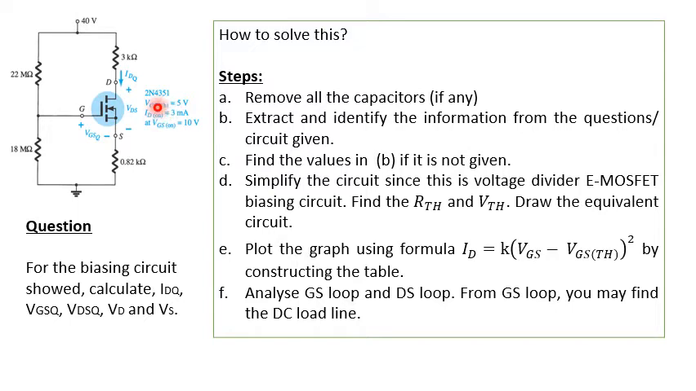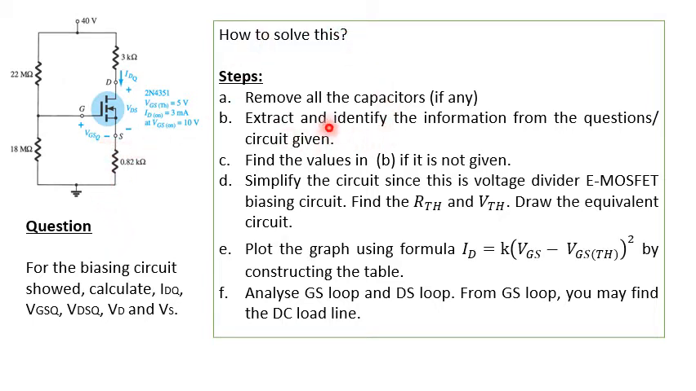Because this is the DC analysis, that is why we want to remove the capacitor. We want to exclude the appearance of the capacitor, because in the E-MOSFET, the function of the capacitor is to be the bypass capacitor or the coupling capacitor, to couple between the signal of the DC and AC analysis. But in DC analysis, we only consider the DC signal.